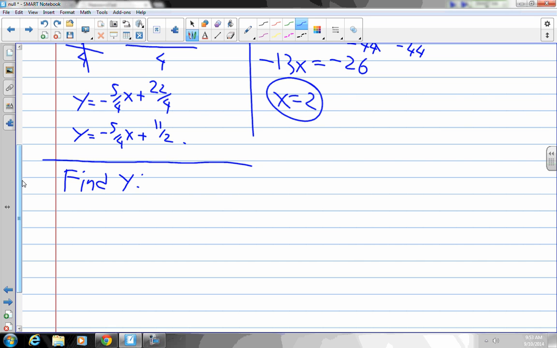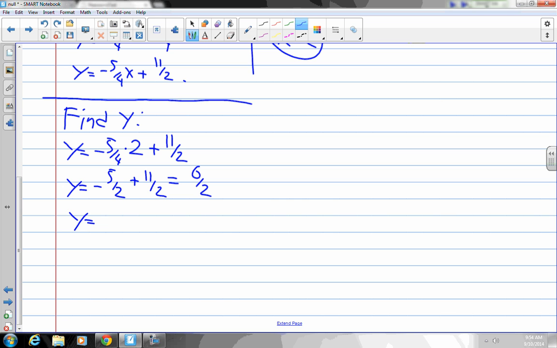to find y, we go y equals negative 5/4 times 2 plus 11 halves. 5/4 times 2 becomes 5 halves, so negative 5 halves plus 11 halves. Same denominator, so that's lucky. So that is 6 halves. Negative 5 plus 11 is positive 6. So y equals 3. Solution is 2, 3.